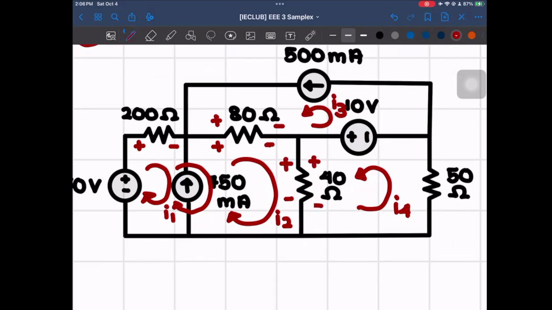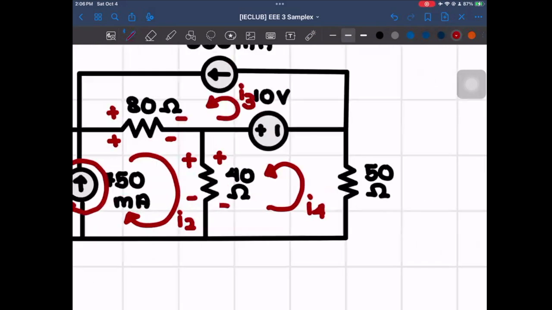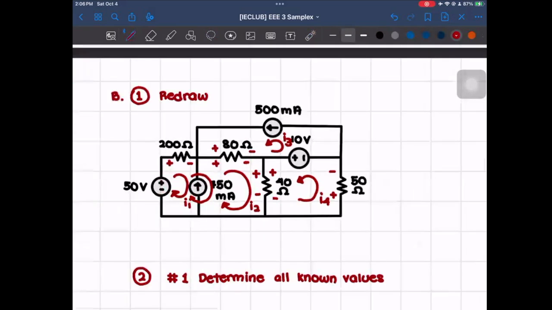And then for 50 ohms, that's just in the fourth mesh current. So when it goes there, it's gonna be going upwards. So it's gonna be positive at the bottom, negative at the top. And so yeah, that's it for the first part.